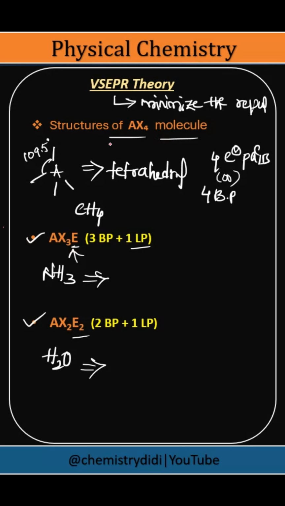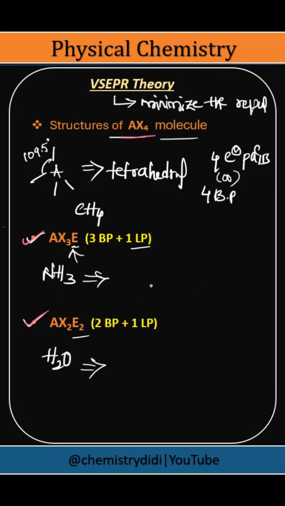So in my previous video, I explained the standard structure of AX4, and I also explained the deviations, right? And I asked you about the molecular shape of these two cases. Here the thing is, how can we draw the structure of this?